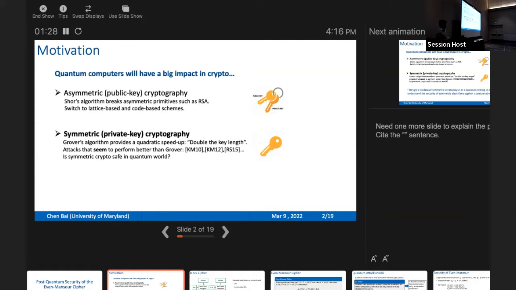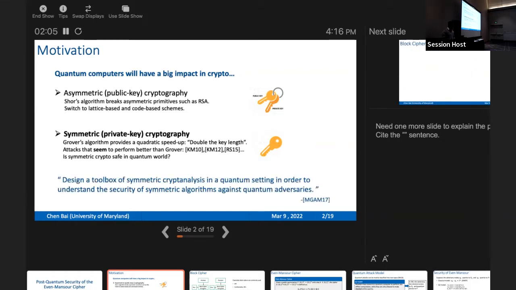But the question is, is this enough? Or does there exist any currently unknown clever quantum attacks? Recently, crypto scientists are making some progress on quantum attacks using superposition queries. Some attacks seem to perform better than Grover, and they only require polynomial queries. But all those attacks rely on quantum access to the key function, which is hard to achieve. So the question is still here: is symmetric crypto safe in the quantum world? To answer this, the goal is to design a toolbox of symmetric cryptanalysis in a quantum setting in order to understand the security of symmetric algorithms against quantum adversaries.